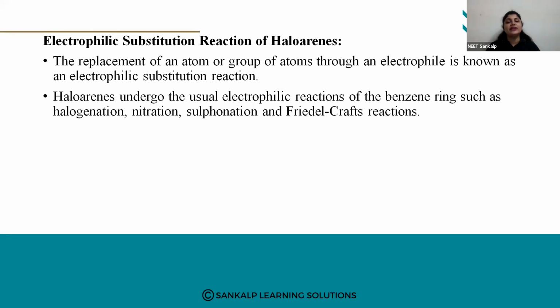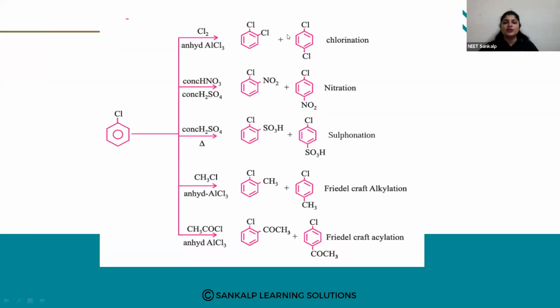Haloarenes will undergo some usual electrophilic reactions on the benzene ring, such as halogenation, nitration, sulfonation, and Friedel-Crafts alkylation. So these are the various electrophilic substitution reactions. You can see here, this is chlorobenzene. When chlorobenzene reacts with Cl2 in the presence of anhydrous AlCl3, what will it form?